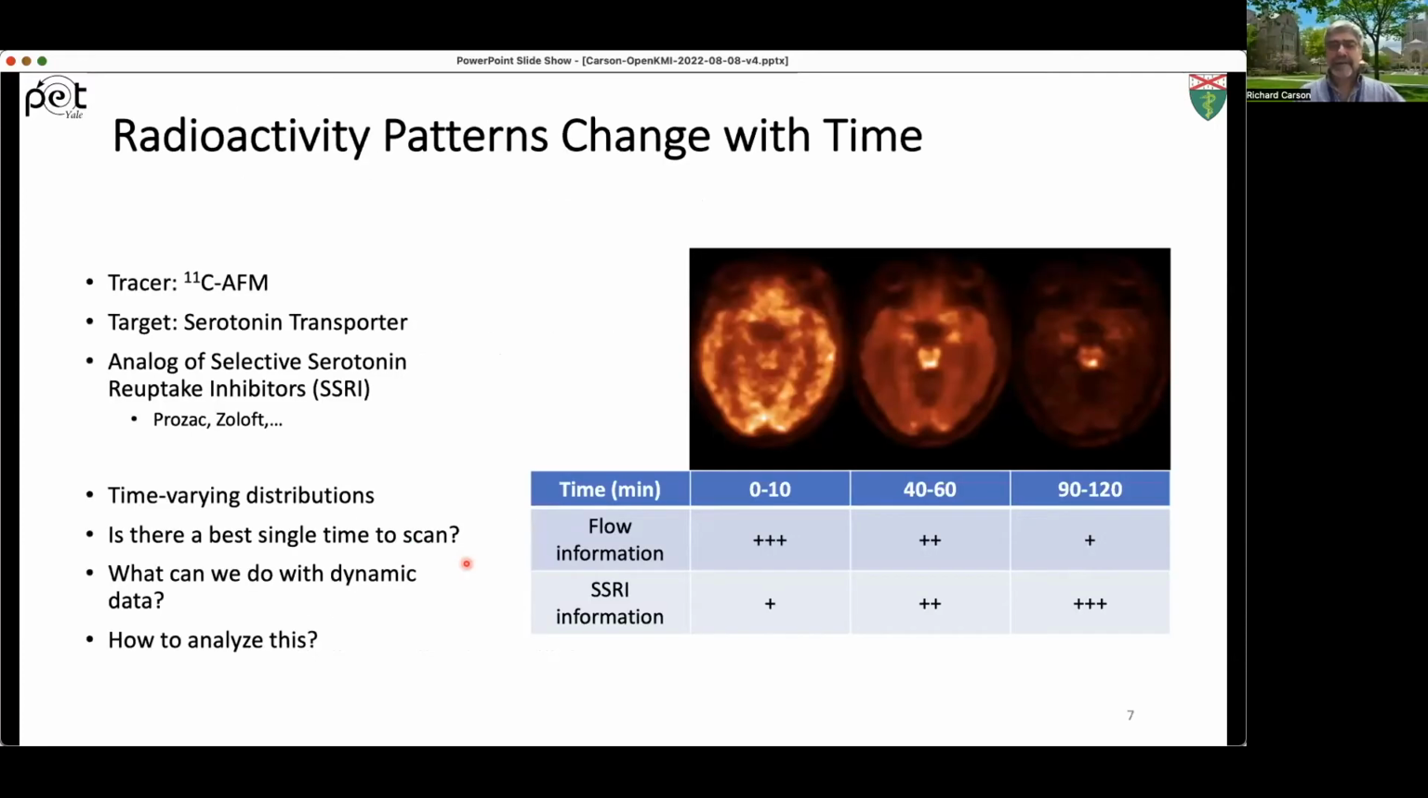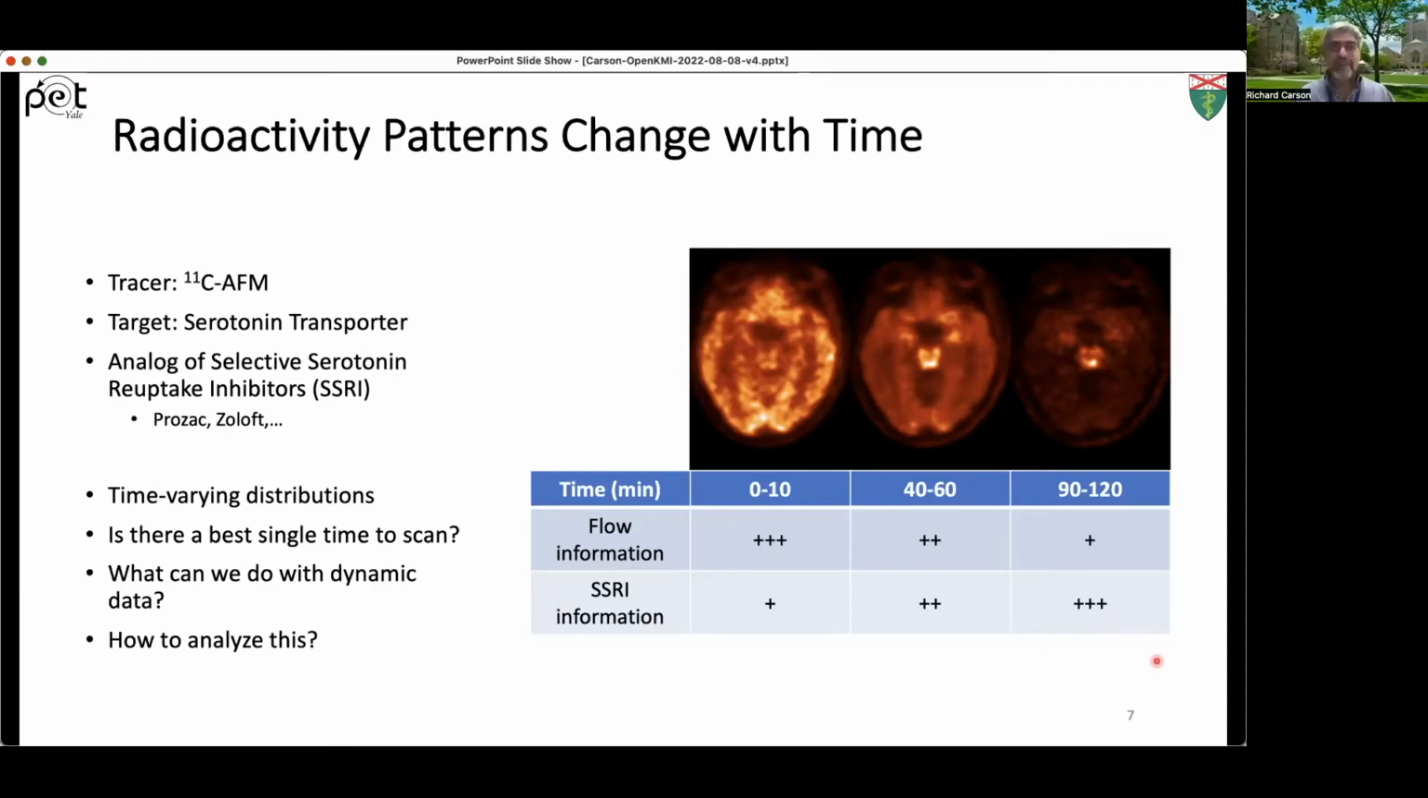And really the trick that we have to battle is the fact that our images change with time. So here's an example of some brain slices with a serotonin transporter imager. I'm showing you the early image from 0 to 10 minutes, where we're seeing a lot of blood flow information in the brain, higher in gray matter than white matter. And as time progresses, because of the particular tracer here that's binding to a selective serotonin reuptake inhibitor, we get more and more binding in the particular target. In other words, the flow is the initial part, and the particular target binding matters. So we get time varying information, flow information early, target binding, this SSRI reuptake inhibitor, but there's always that overlap.